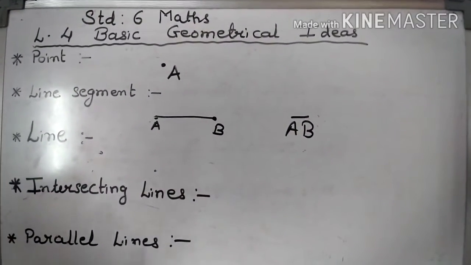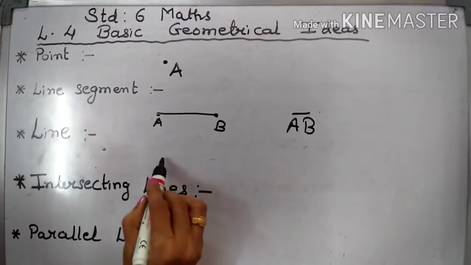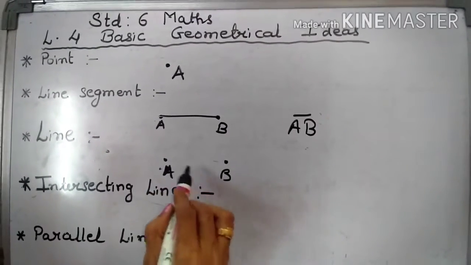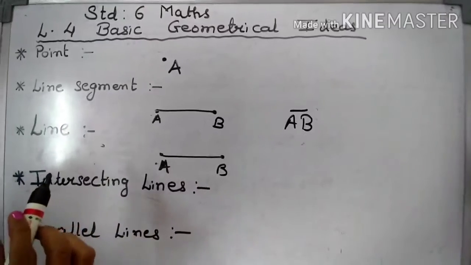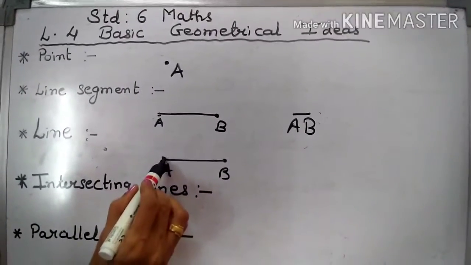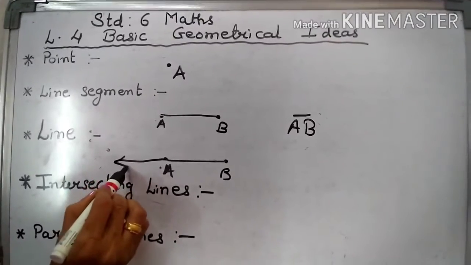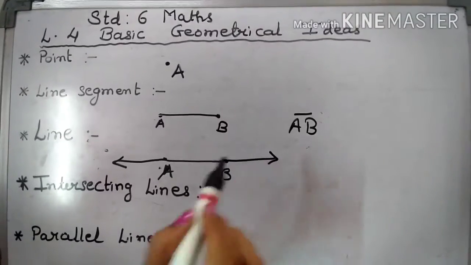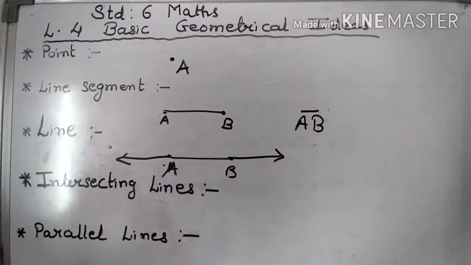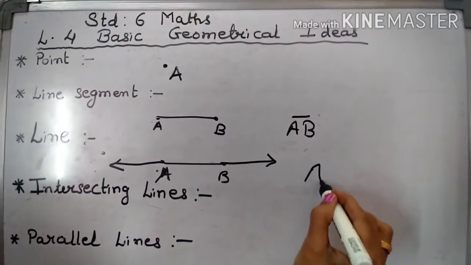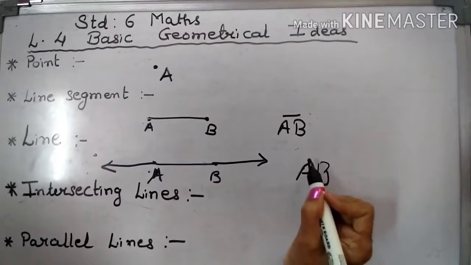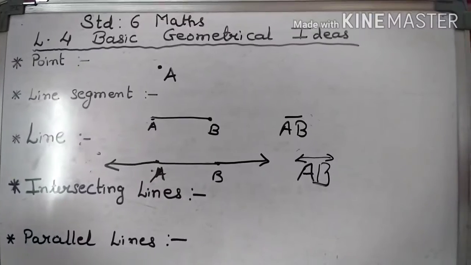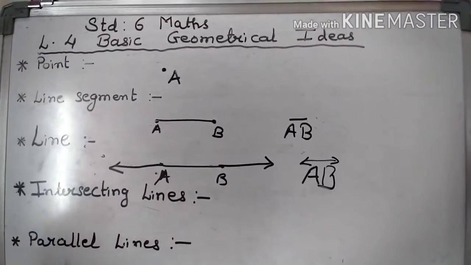Now, suppose this is your line segment AB. If it extends endlessly beyond A, and if B extends endlessly, it forms a line AB, and line AB is denoted like line AB.